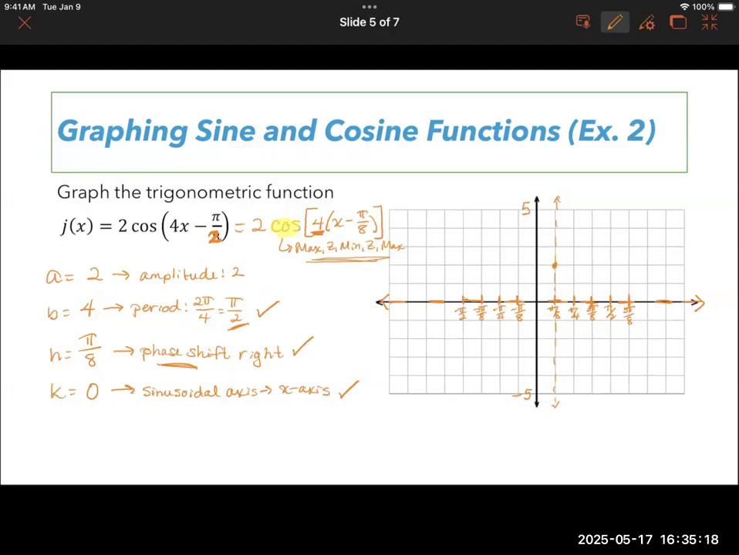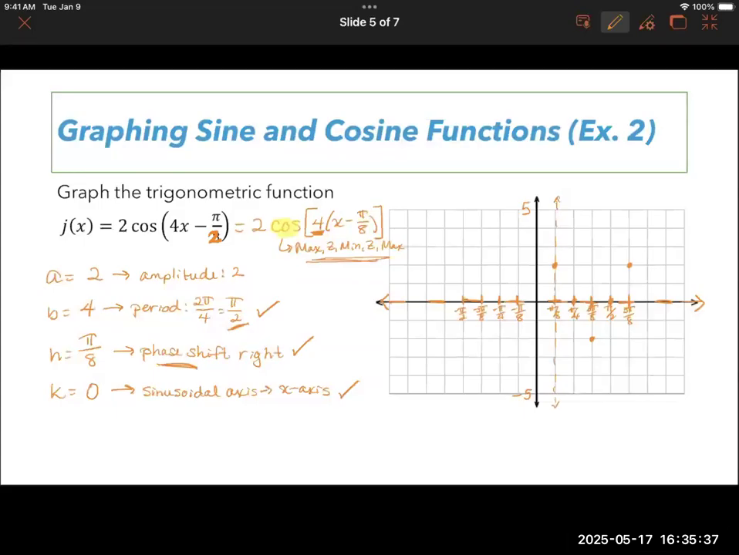At the next tick mark, I'm going to be at 0. Next tick mark, I will be at my minimum, which will be 2 units down from the sinusoidal axis. Then I'm back up to 0, and then I'm up to my max there at 5 pi over 8.